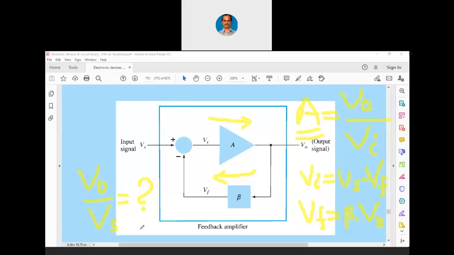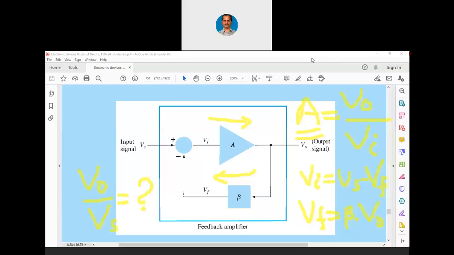Now, along with the increase in bandwidth, we will have an increase in input impedance. That is another advantage. And we will have a decrease in output impedance. That is another advantage. How is it going to happen? Let us see in the next class. That is where we have a mathematical analysis of this negative feedback circuit. So, I will see you again in the next class.